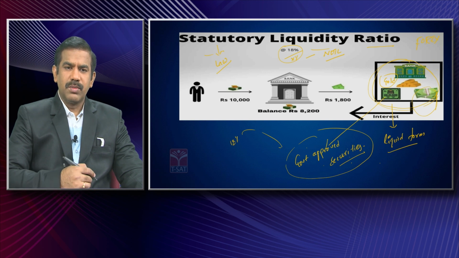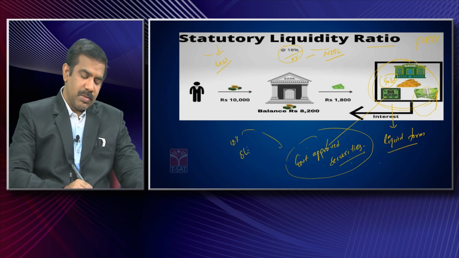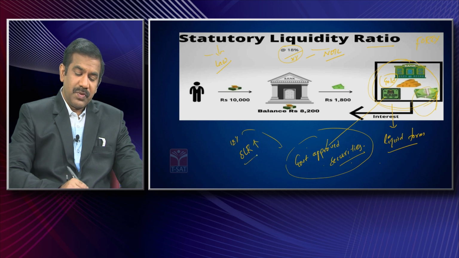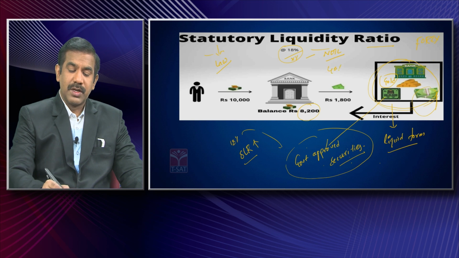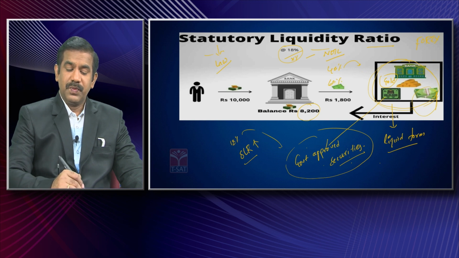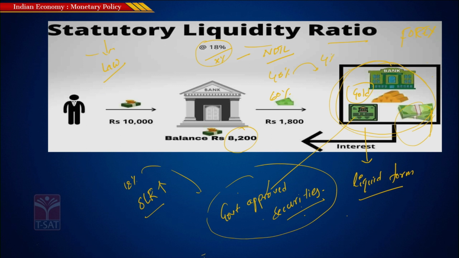And I think now you can simply understand that the higher the SLR the banks are obliged to maintain, the lesser the money the bank has to lend, isn't it? Imagine if the SLR is 40%, that means 40% of the money gets converted into any of these three assets. Now the bank only has 60% of the total deposit to lend. Whereas if the SLR is only 4%, now the bank has 96% of its deposits to lend. So the higher the SLR, the lesser the money to lend; the lesser the SLR, the more the money to lend. And that's how the statutory liquidity ratio, or SLR, also plays a very important role in altering the supply of money.